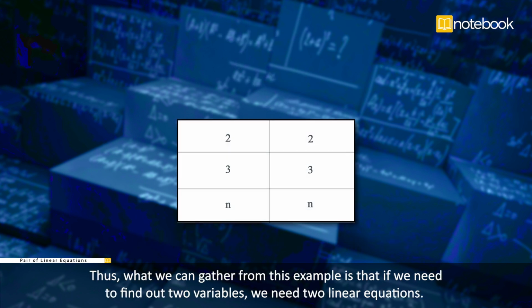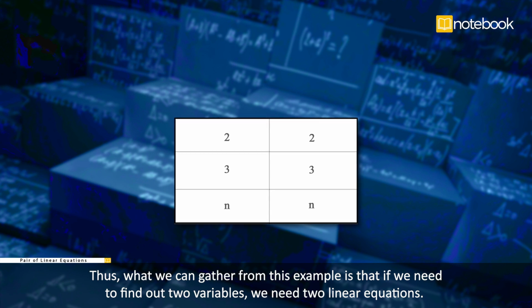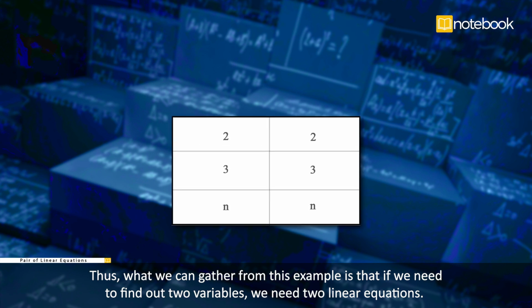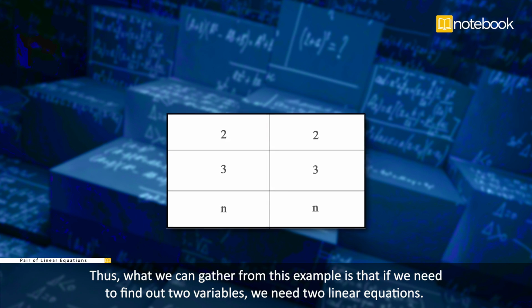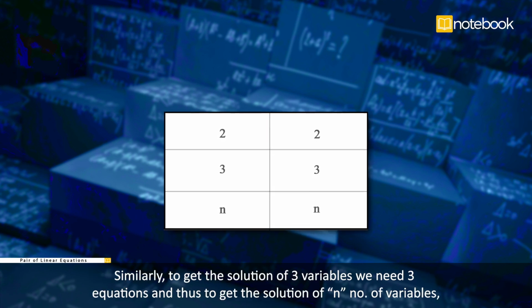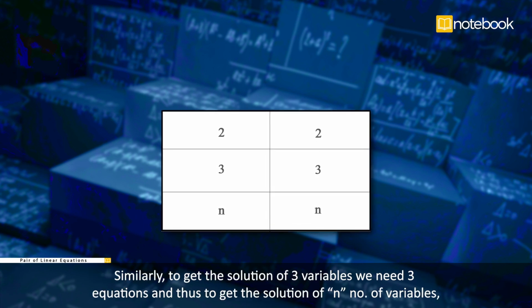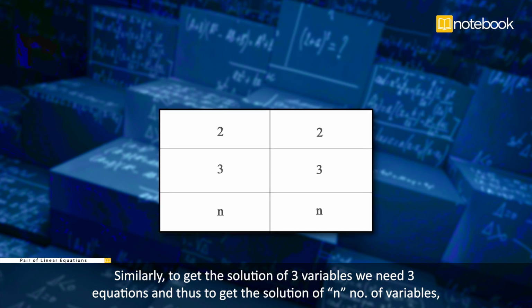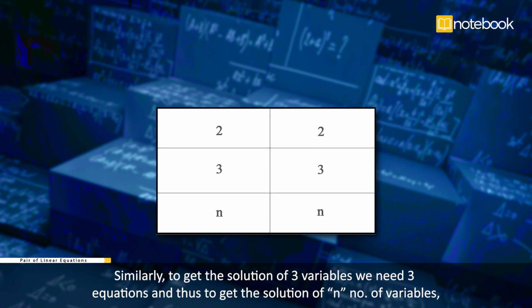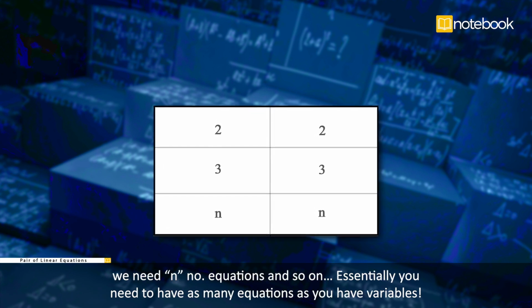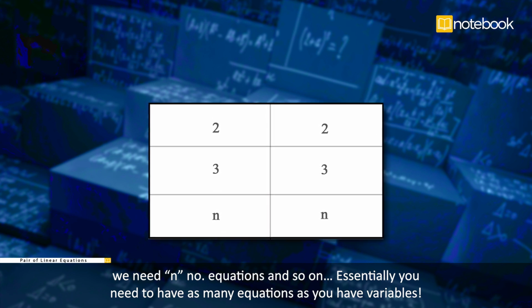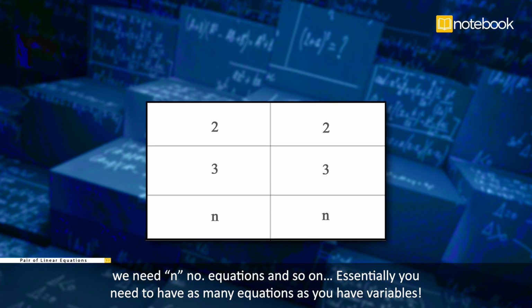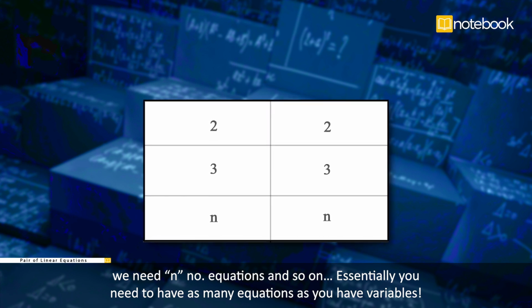Thus, what we can gather from this example is that if we need to find out two variables, we need two linear equations. Similarly, to get the solution of 3 variables, we need 3 equations, and thus, to get the solution of n number of variables, we need n number of equations, and so on. Essentially, you need to have as many equations as you have variables.